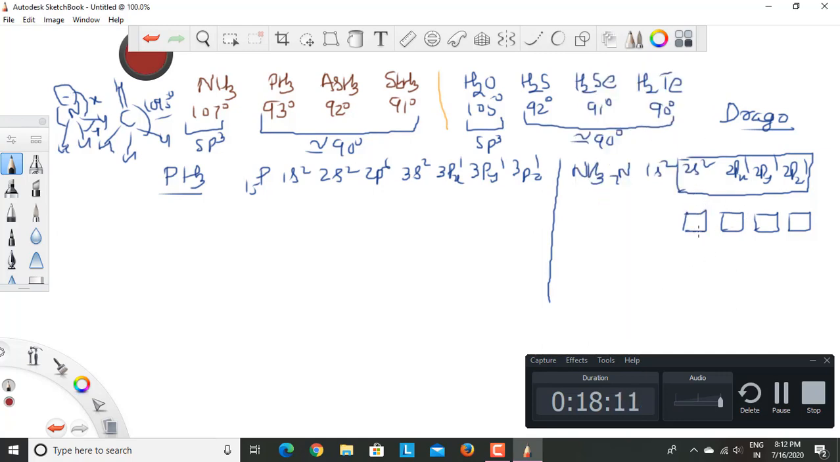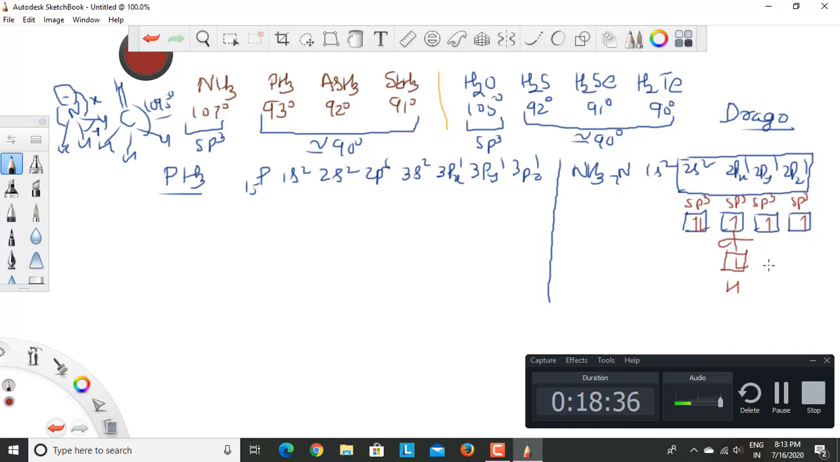So this should be paired like this. But these are unpaired electrons. But they are hybrid orbitals, sp3, sp3, sp3, sp3. Now, when hydrogen is forming a bond in NH3, this is hydrogen forming a bond, so it is a sigma bond.